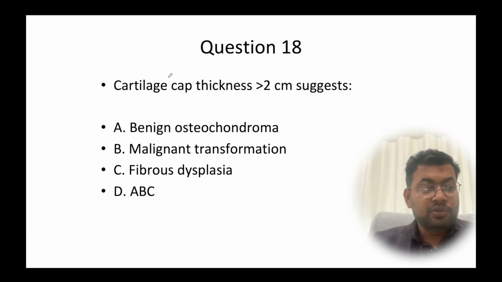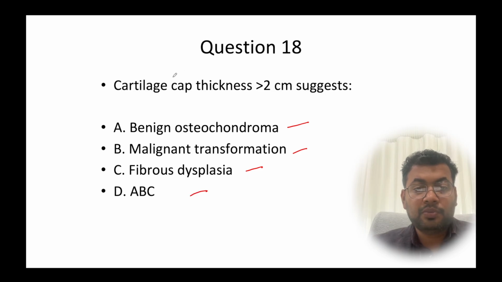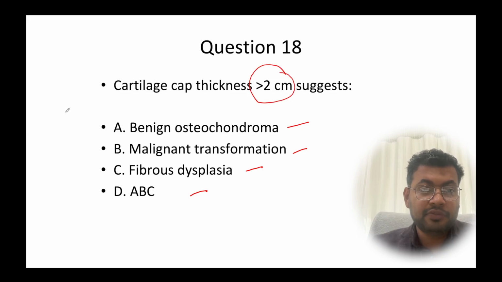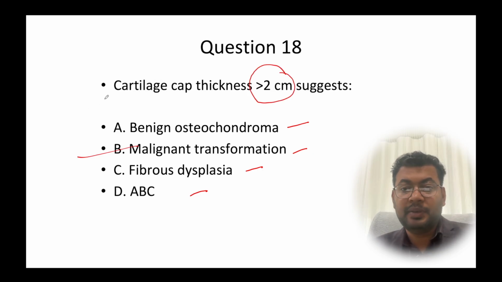Cartilage cap thickness more than 2 cm suggests: benign osteochondroma, malignant transformation, fibrous dysplasia, ABC. When we talk about cartilage cap thickness, we are talking about osteochondroma, and cap thickness more than 2 cm is suggestive of malignant transformation. So the answer is B, malignant transformation.